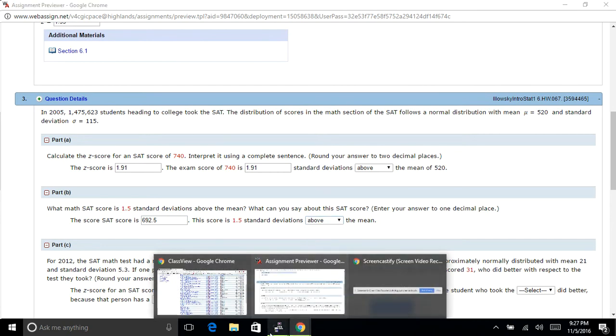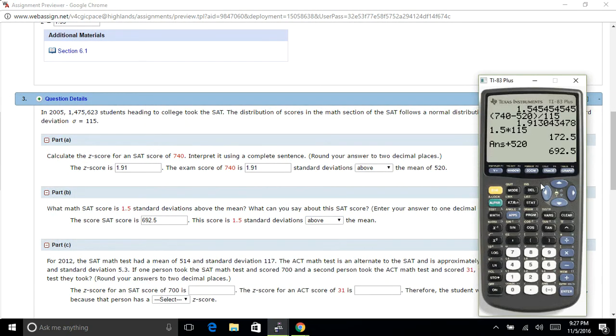If you didn't understand what I did, let's go back and look at the calculator. So the first thing I did is I took the 1.5 and I multiplied by the standard deviation, because this whole thing, think about the previous one, we divide by the standard deviation. And then I added the 520 to it to get the score. You might want to write that one out on a piece of paper to see how I worked it. I basically solved for x, where x was the data value.